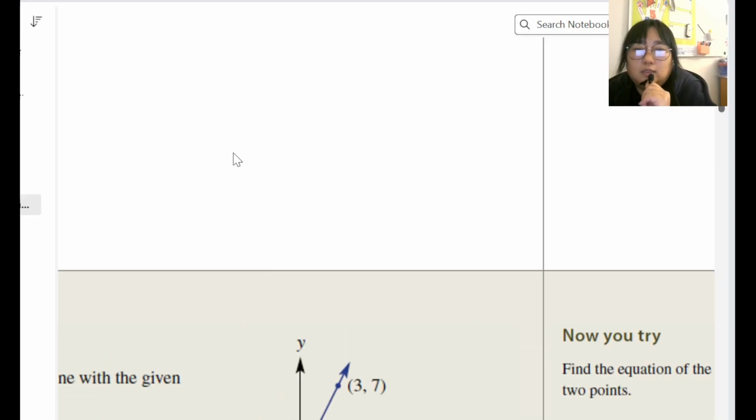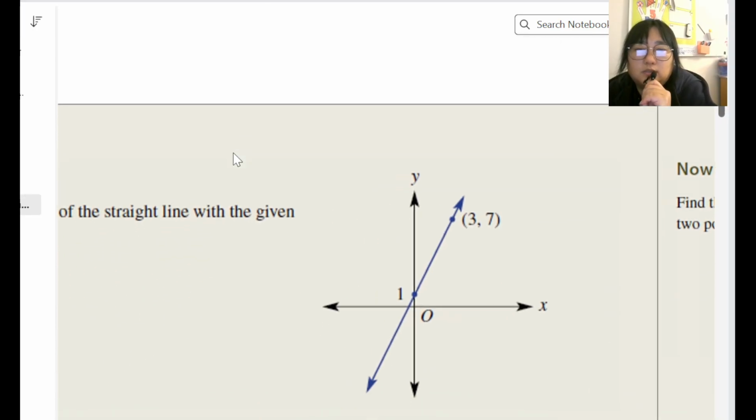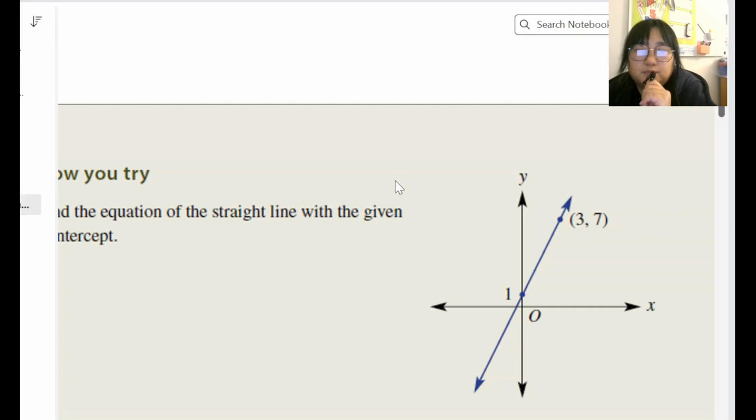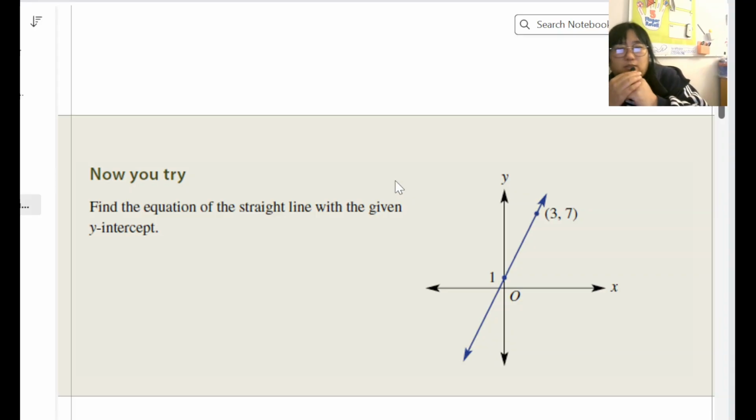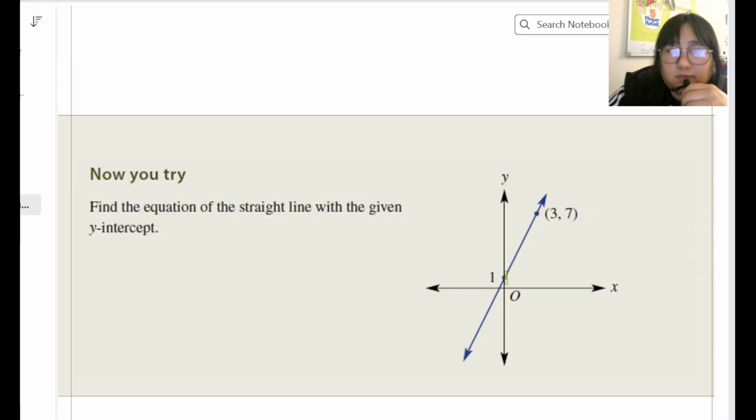In another kind of question, they want you to use a y-intercept and another point, and you can get the equation of that line. So now we have a look. Through this y-intercept and the point here, can we get the gradient? If we want to get the gradient, we need to find the rise and find the run.